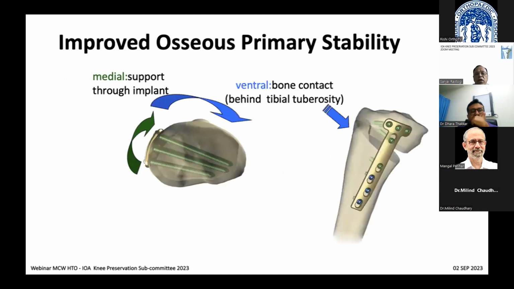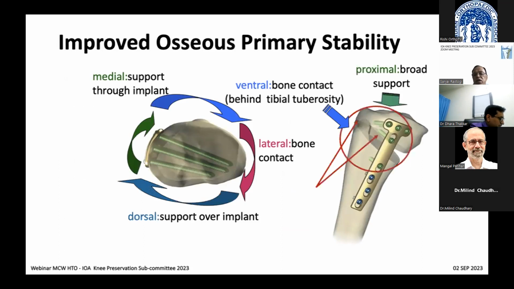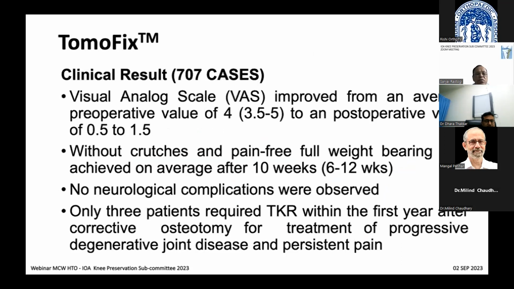There is a bone contact behind the tibial tuberosity. Laterally, the hinge is already there. Posteriorly, the screws are directed posteriorly, so they support the posterior part, and the proximal support is there because there are 4 locking head screws in the proximal part. So this is the area where there's a bone contact even after the osteotomy because of the biplanar nature of the osteotomy. Tomofix per se is very easy to handle if you understand the implant and the technique. It is user friendly and good reproducibility is there.